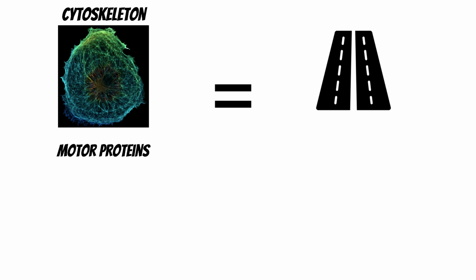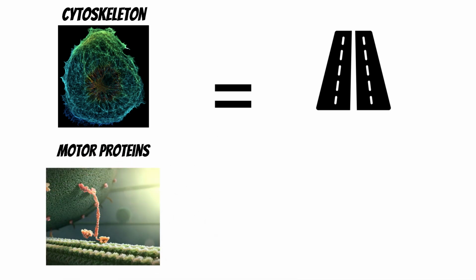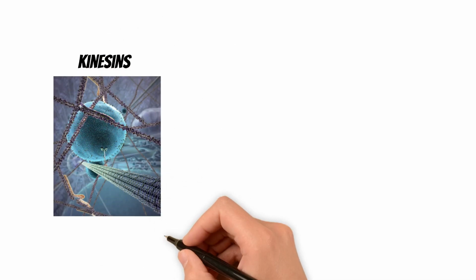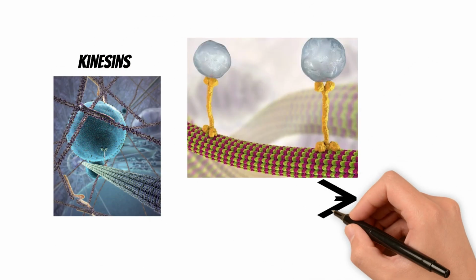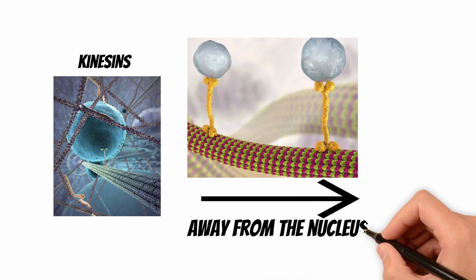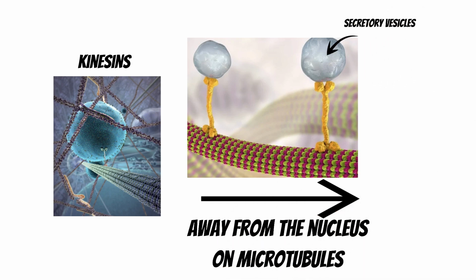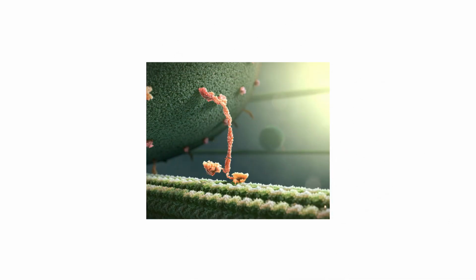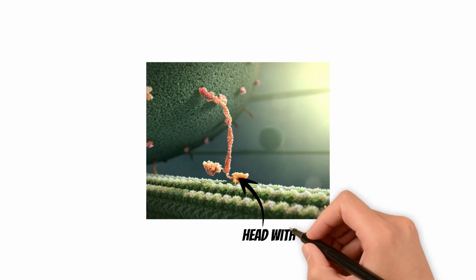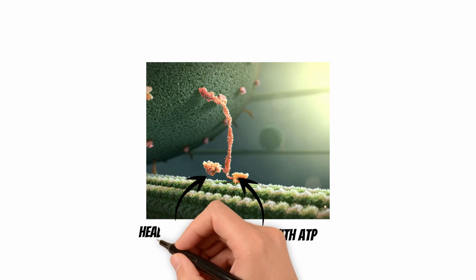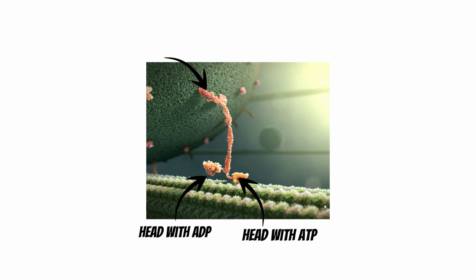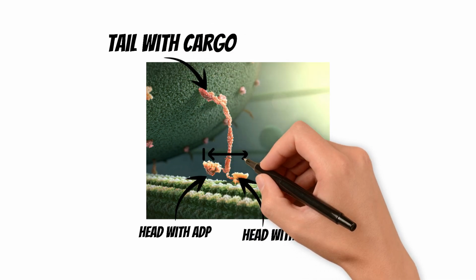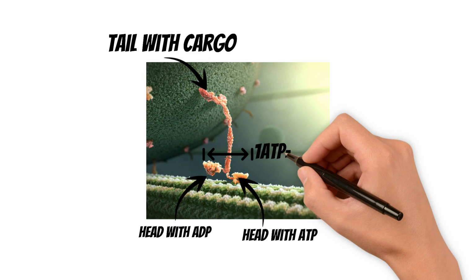And here is where motor proteins come in, the cargo-carrying machines that run on ATP. Kinesins move along microtubules toward the plus end, away from the nucleus. They transport cargo such as secretory vesicles and neurotransmitters during axonal transport. Each kinesin molecule has two heads that act like legs and a tail that holds the cargo. One head binds ATP, the other ADP. When ATP is hydrolyzed, it releases energy that propels the head forward. An 8 nanometer step, the length of a tubulin dimer, costing 1 ATP per step.